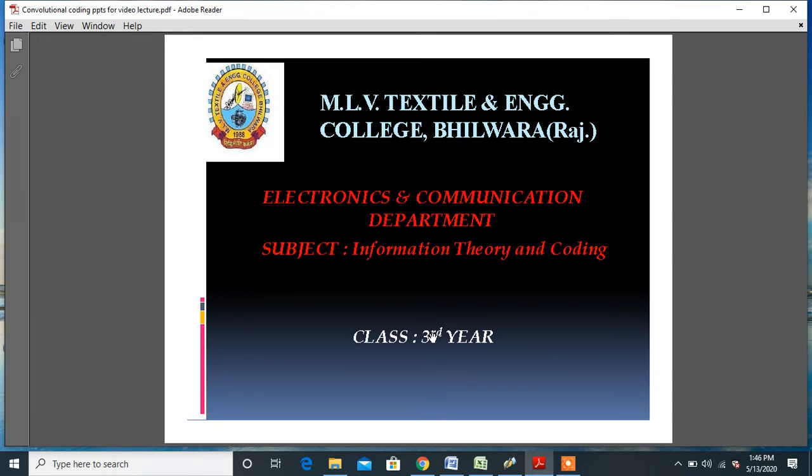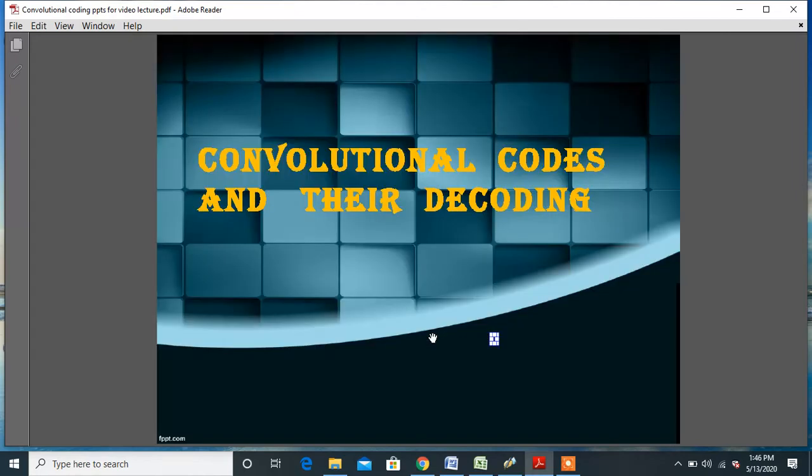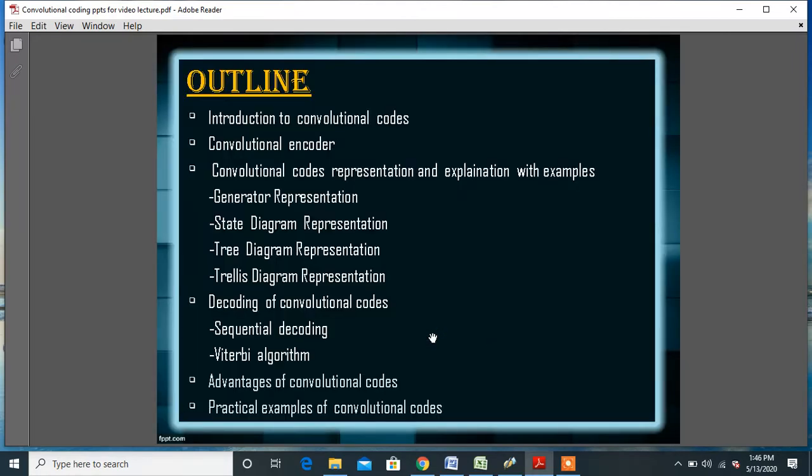Today I am discussing one new topic of information theory and coding subject. The topic name is convolutional codes and their decoding. So we'll start with convolutional code. These are the outlines given, which I will discuss in my next lectures.